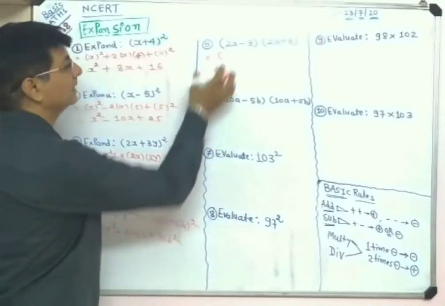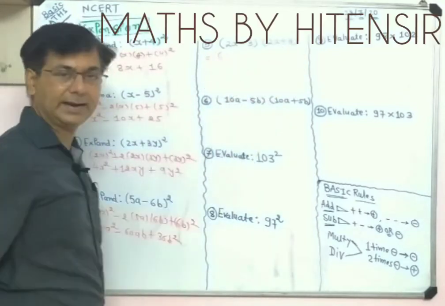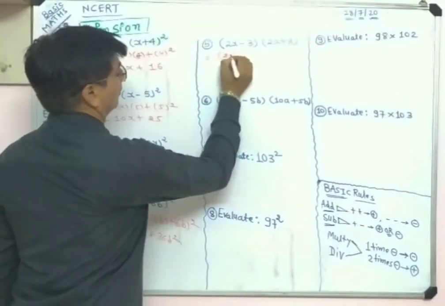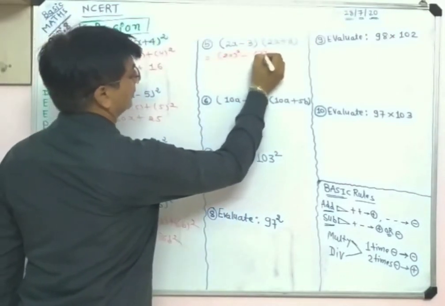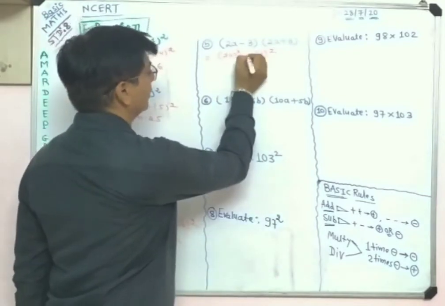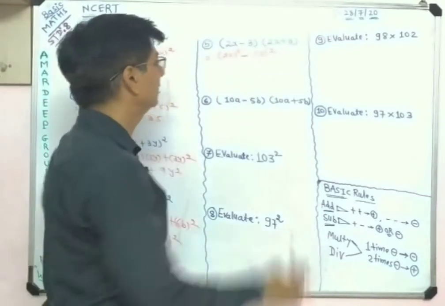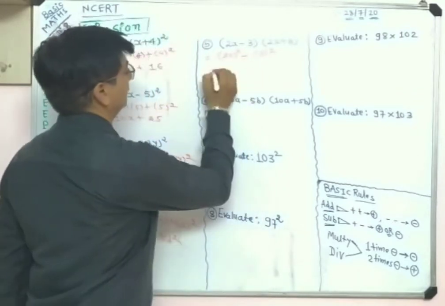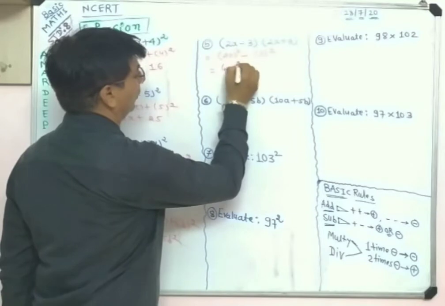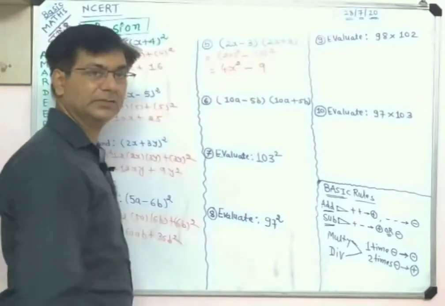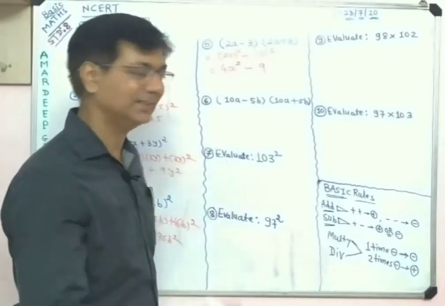Now expand this. Two brackets have different signs. So first of all we have to square these terms, but the most important thing is the sign will be minus. 2 times 2 is square 4, and 3 squared is 9. So the answer will be 4x square minus 9.